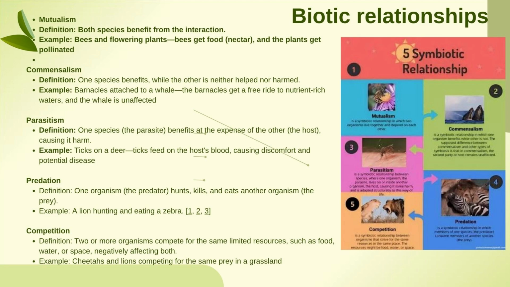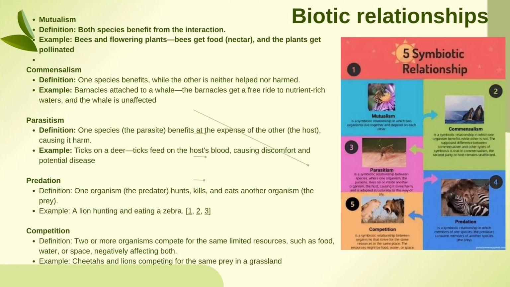Then is commensalism. One species benefits while the other is neither helped nor harmed. So it doesn't have any benefit. Example, barnacles attached to the whale. The barnacles get a free ride to the nutrient rich waters sitting on the whale, but the whale is neither benefited nor affected.